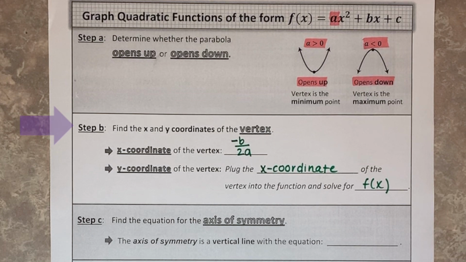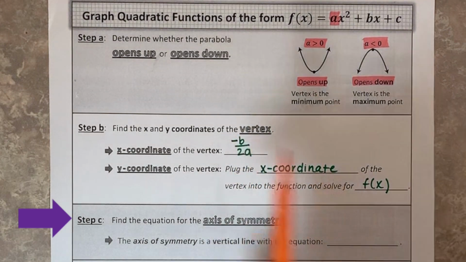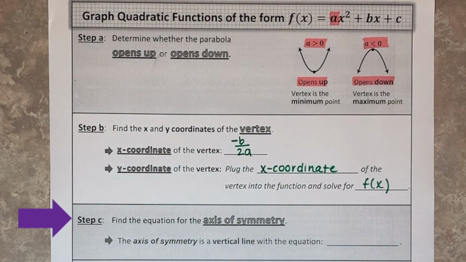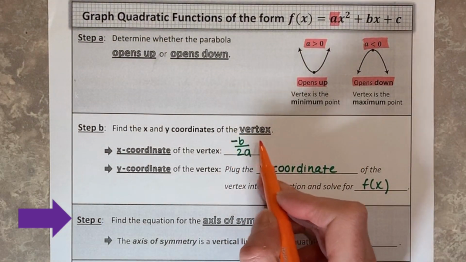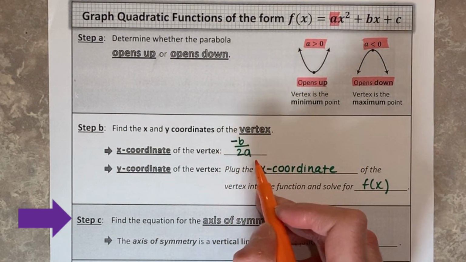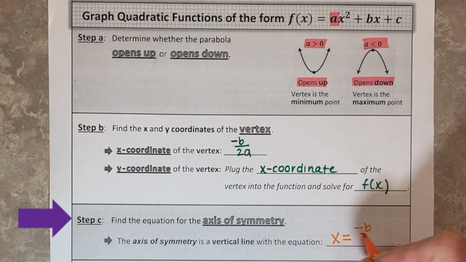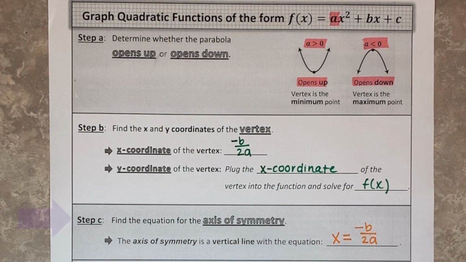Once we find the vertex, we'll want to find the equation for the axis of symmetry, and this is actually very quick to do once you've computed the vertex. The axis of symmetry is a vertical line with the equation x equals, and it's going to be equal to whatever the x coordinate of your vertex is, which in this case we're representing as opposite of b divided by 2a. And again, for now we're just writing down the instructions. We'll see an actual example very shortly.